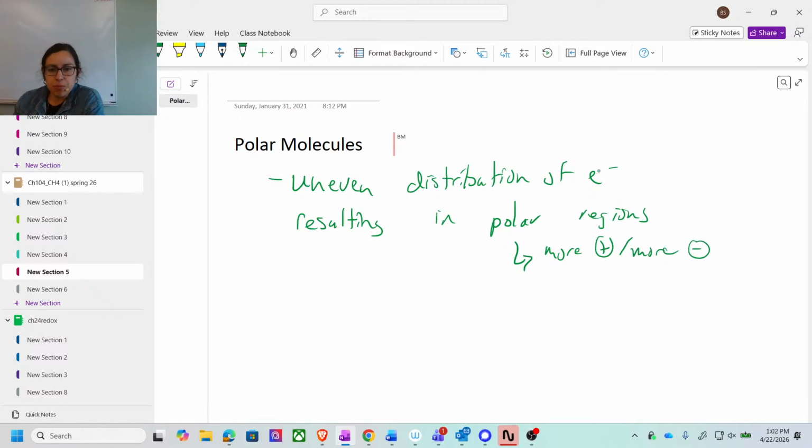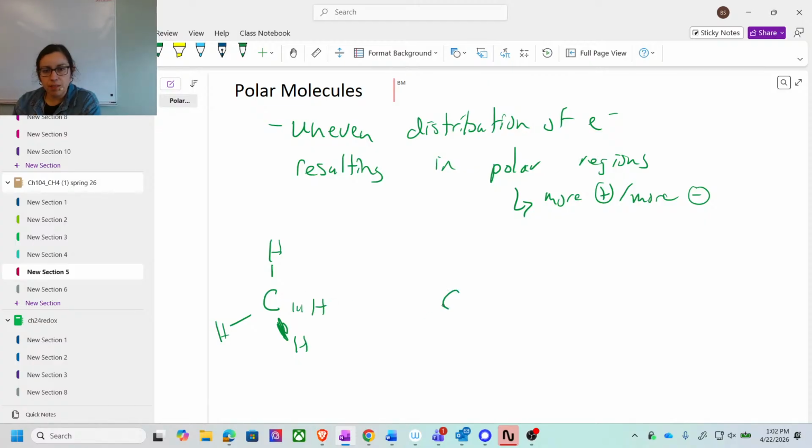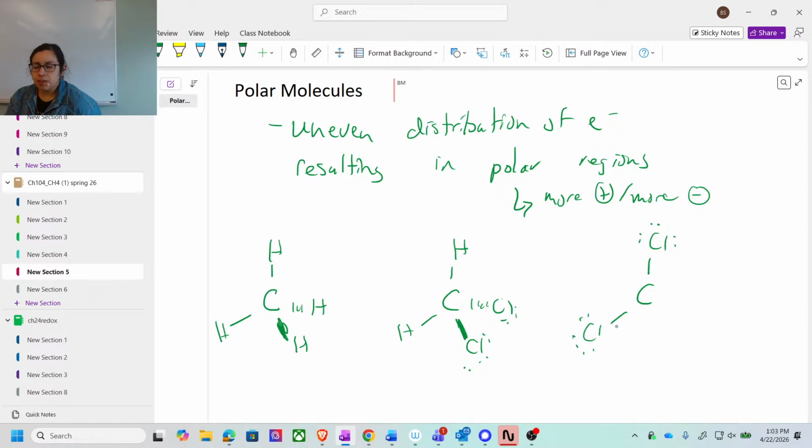So let's look at some examples, and we'll go back to what this means. Let's compare three molecules here. Let's look at methane, and then let's compare dichloromethane. Put on the electrons for good measure. And then carbon tetrachloride. I'll let y'all look at these for a second and see what you think, and then we'll go over.